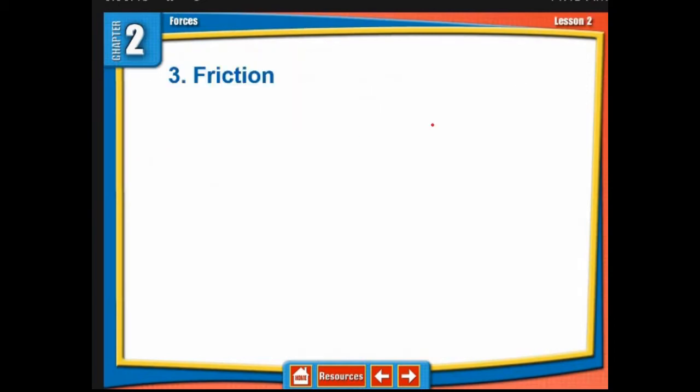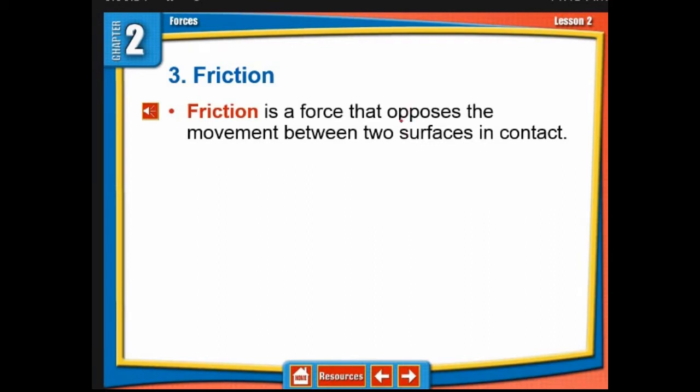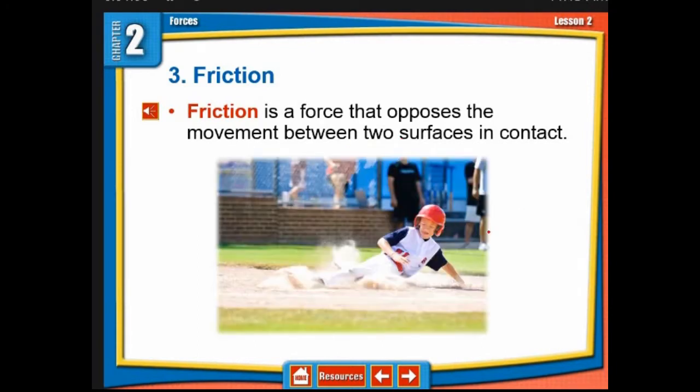Next would be friction. Friction is a force that opposes the movement between two surfaces in contact. So just like this, this boy moves in this direction, and he is directly in contact with the ground, and therefore, friction exists. Again, friction will exist if there is movement, and if there is movement and it has contact with a certain surface, then there will be friction.